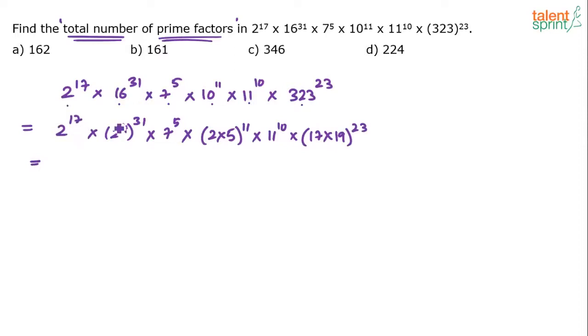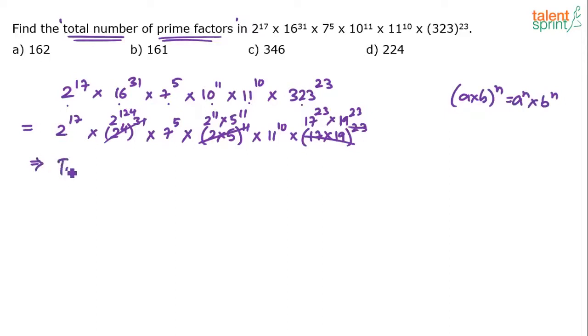Now expand this properly. See, 2 power 4 whole power 31 is 2 power 4 into 31, right? 4 into 31 is 124. 7 power 5. This 2 into 5 whole power 11 can be taken as 2 power 11 into 5 power 11. Similarly, this is 17 power 23 into 19 power 23. I mean, all this is understanding, right? A into b whole power n is equal to a power n into b power n. That's it.